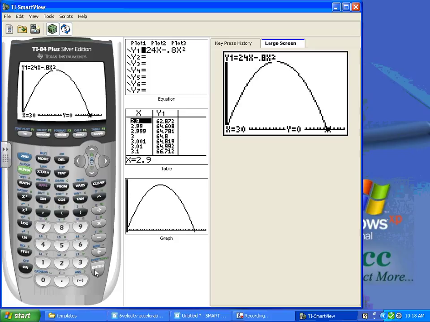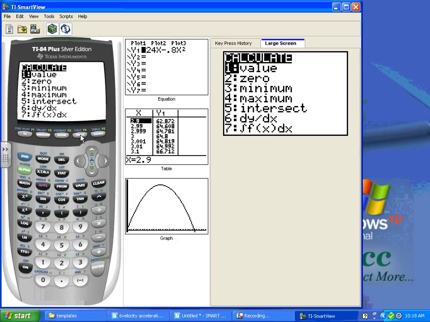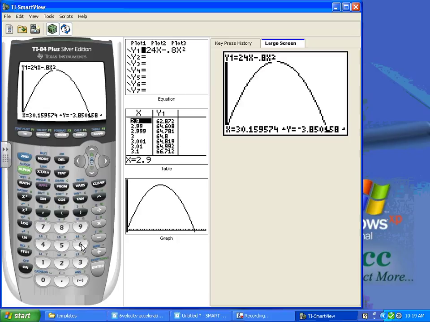There is actually a numerical derivative option. If you go to second trace, it opens the calculations menu. And I want to know what the derivative is, what the velocity is at that moment, because dy/dx is your rate of change of the function at the given moment. So pick number 6. Let's see, is it going to accept maybe a point? I'm going to put 30.